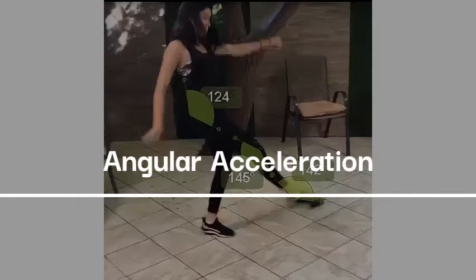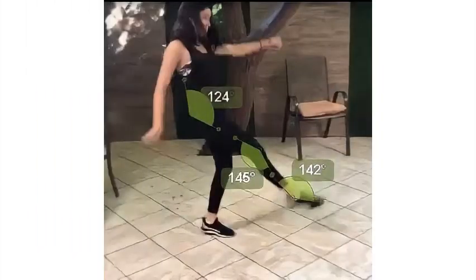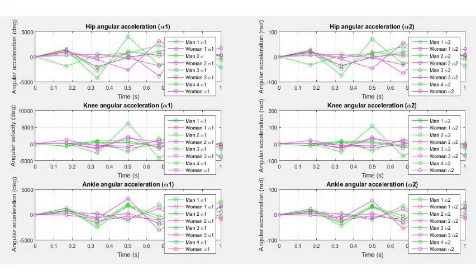The graphics represent the angular acceleration in the same joints from our 8 subjects. The hip represents many variations between each subject. This means each of them worked their ankles in different ways, making more change in their velocities as we saw before. And the knee and ankle have a similar pattern.